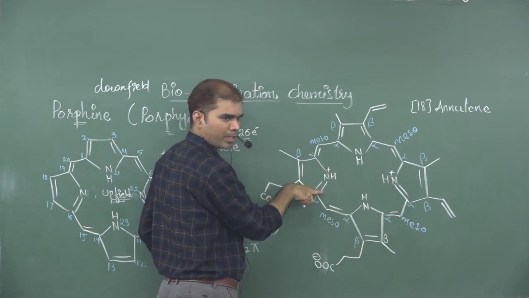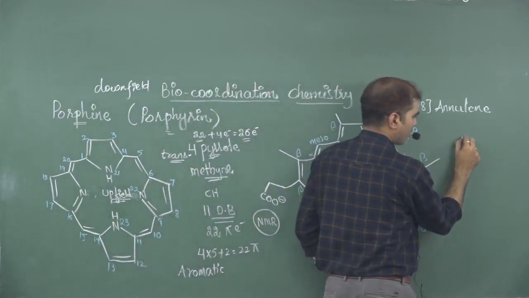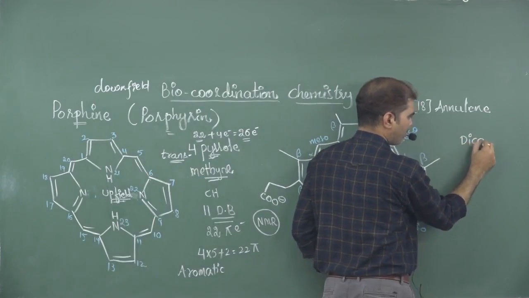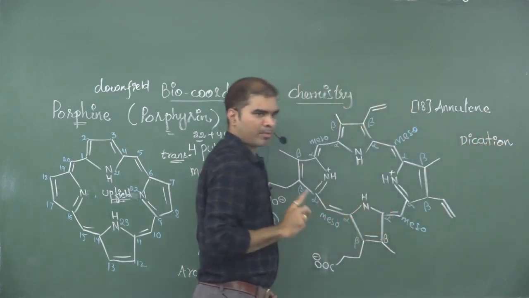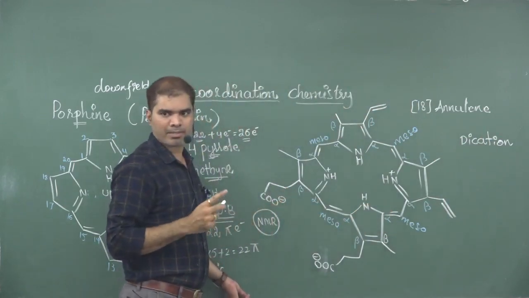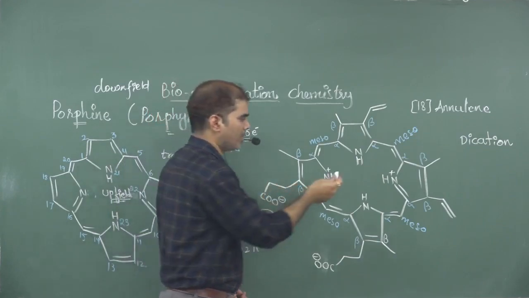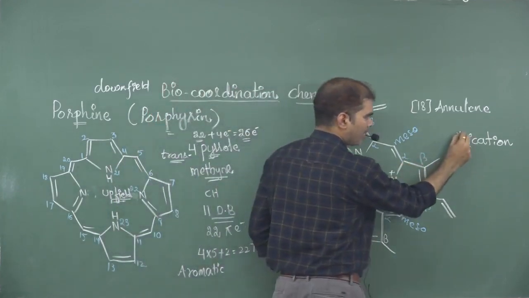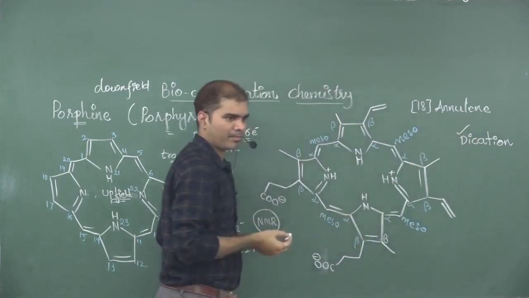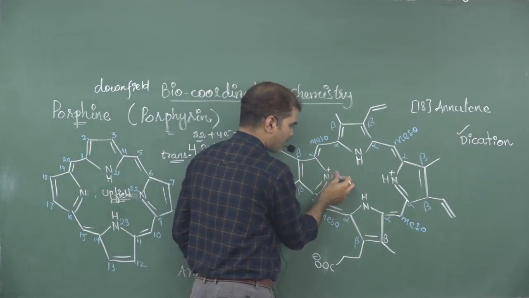There will be a positive charge over nitrogen. So whenever I add 2 hydrogens, we call it a dication, porphyrin dication. It means porphyrin can act as a base. As a base it is taking protons. Once it is taking protons, two positive charges are coming, and due to these two positive charges it can act as a dication. Okay, so it is acting as a base taking protons.